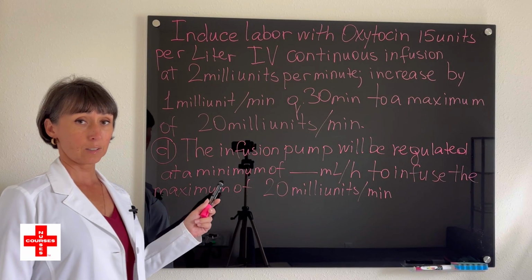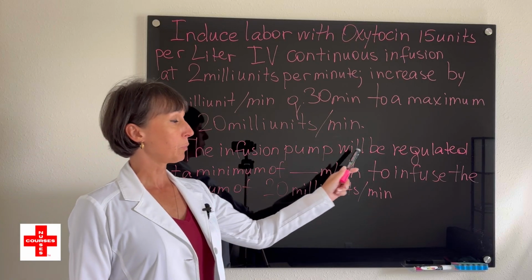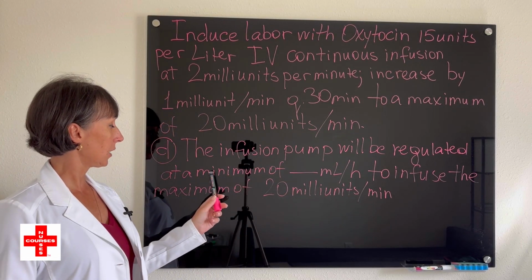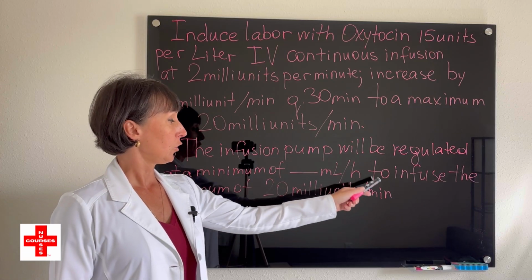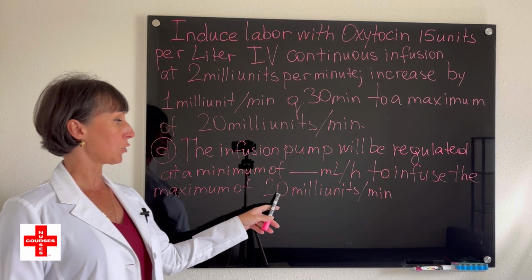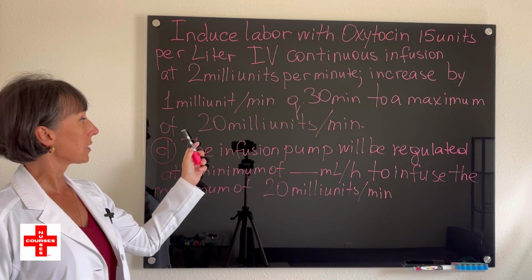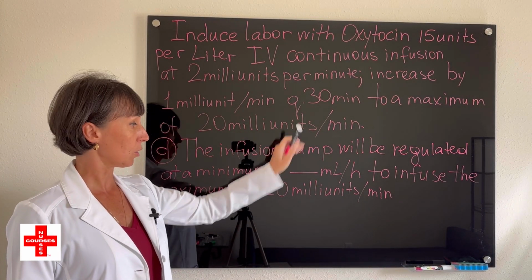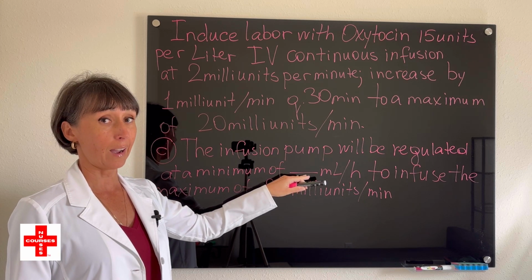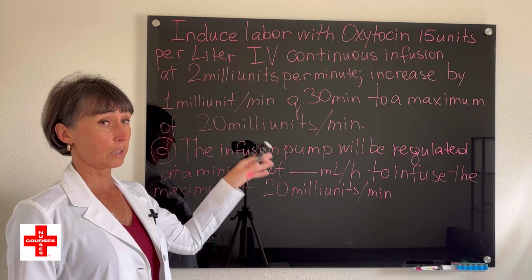And the last question of this problem. D. The infusion pump will be regulated at a minimum of how many milliliters per hour to infuse the maximum of 20 milliunits per minute. Because the problem is giving us the maximum of 20 milliunits per minute that we can infuse, right? So what is it in milliliters per hour?